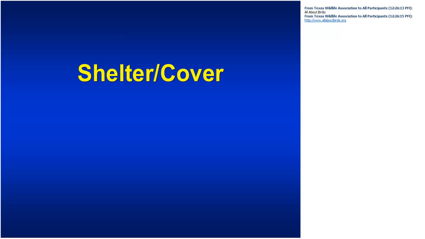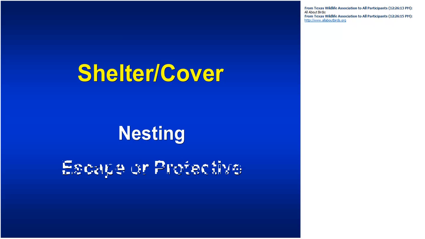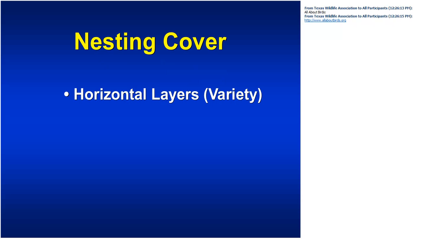So as far as the shelter and cover, we talked a little bit about food. So shelter and cover, there's basically nesting cover and escape or protective cover when we talk about shelter and cover. And nesting cover is often, again, those horizontal layers. For instance, painted buntings will nest up to about 6 feet off the ground, but if you're missing those lower levels, then you've lost their nesting habitat. And also, shrubs and grasses can be incredibly important in providing nesting cover.